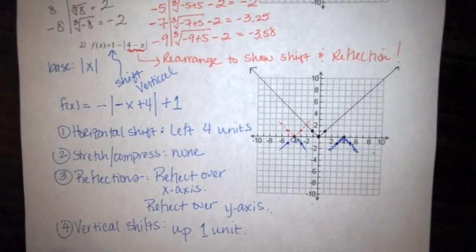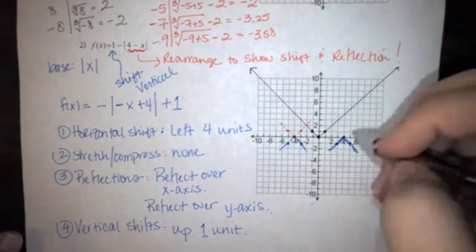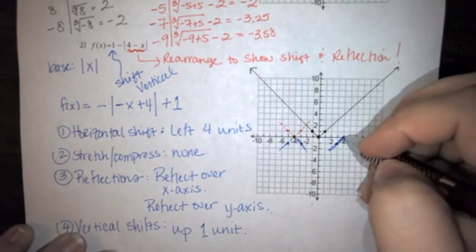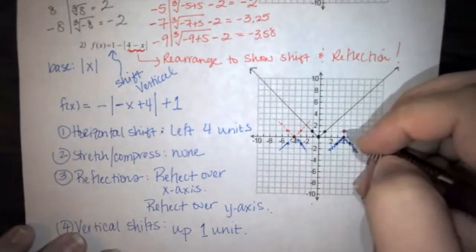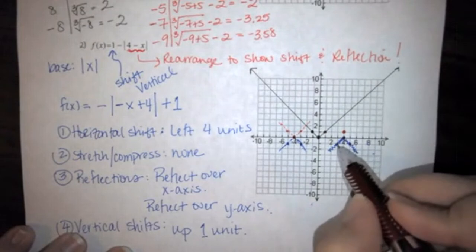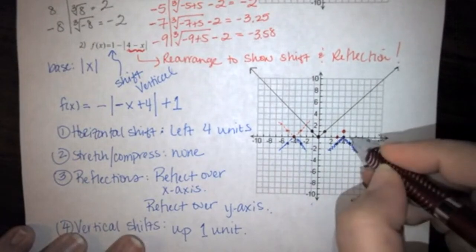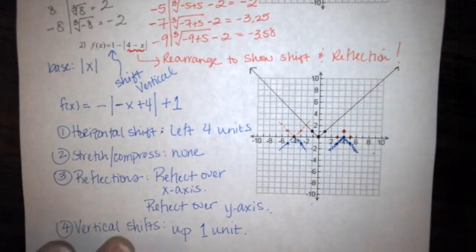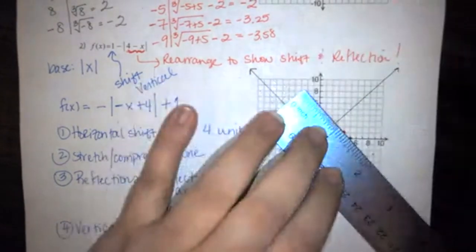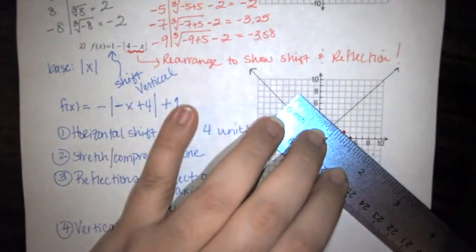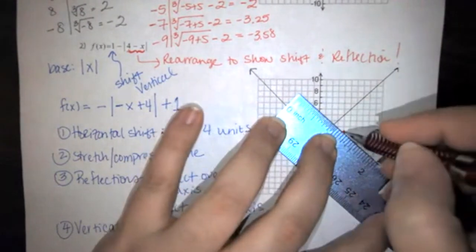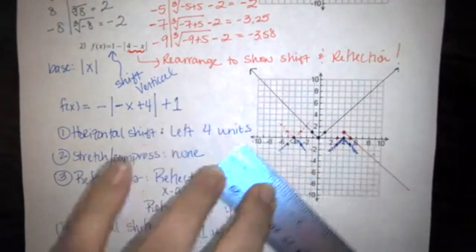So then, last and final, we have to shift it up 1. So everything has to go up 1. This point is going to come up here. This point here comes up 1. And this one comes up 1. And because that was the last thing I had to do, that means we have now completely finished the graph. So I'm going to go ahead and draw this one in as a larger graph.